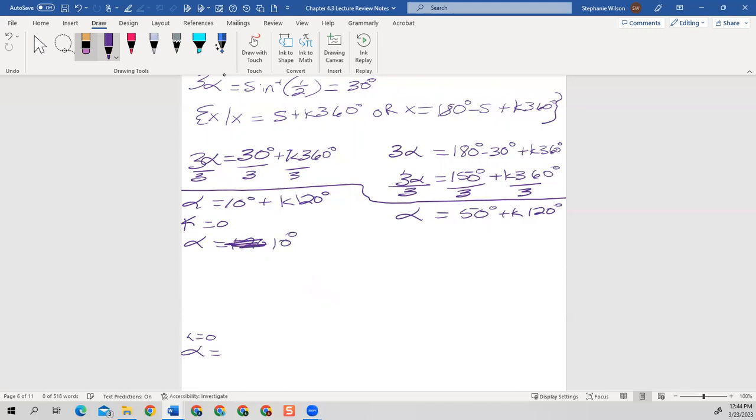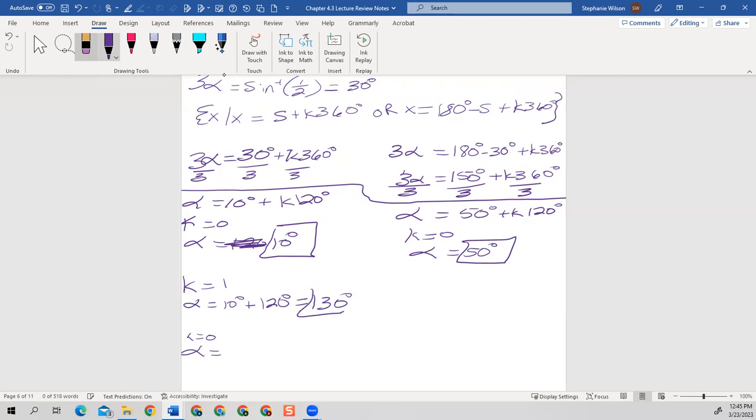So it's 10 degrees. When I'm plugging 0 for K, we get alpha is equal to 50 degrees. So now I got this value and I got this value. Now let's plug in for K when it's 1. That means alpha is equal to 10 degrees plus that 120, because 120 times 1, because K is 1 now, gives me 130 degrees. Okay, so let's plug in when K is equal to 1 here. Get alpha is equal to 50 degrees plus K is 1 times 120 degrees. That gives me 170 degrees.